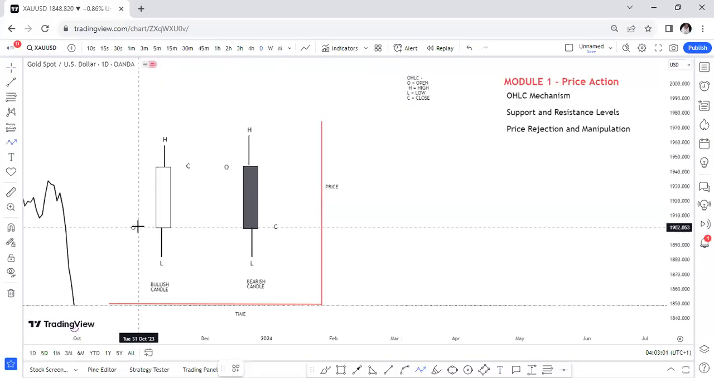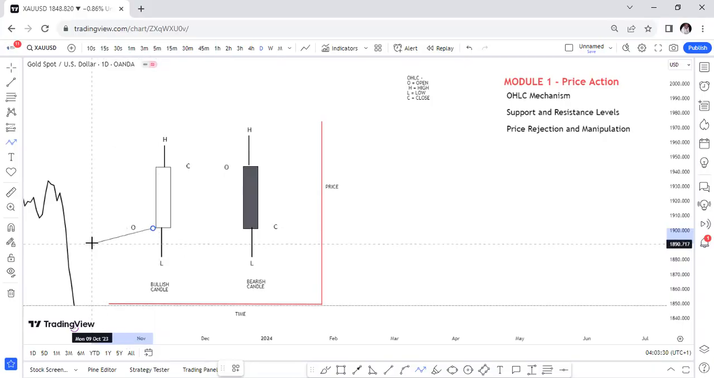So if the market opens here, for bullish, it must first go down to trade off all the previous liquidity pools below the previous day low. That's the support. Below the support level, it will take the liquidity and trade it off, because that is what the market maker is all about in the market.